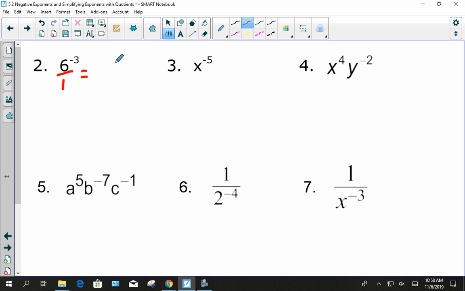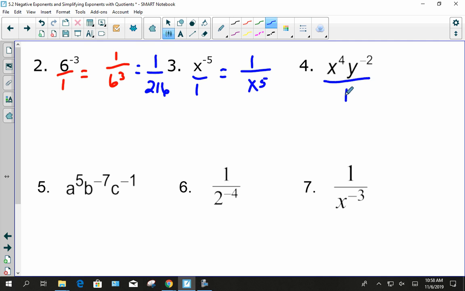So 6 to the negative third is 1 over 6 to the third. We cannot have 6 to the third, so 6 to the third becomes 216. So this becomes 1 over 216. This x to the negative 5 is just like x to the negative 5 over 1. So now I have to flip this. This becomes 1 over x to the 5th power.